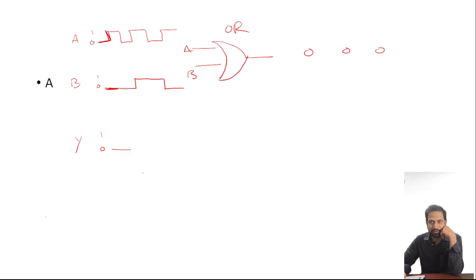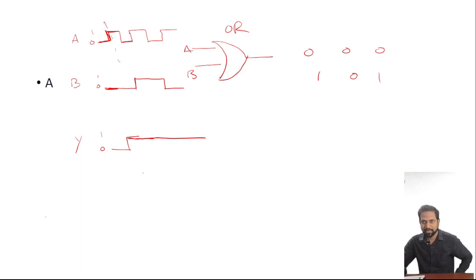Then A has gone high, but B remained low. Then the output should be high because 1, 0 gives 1. After that A became low, B is high, but the output should be high because at least one input is high. So until the last it will be high only, because after this instant at least one out of A and B is high, so the output will be high after this instant. This can be the question they can ask. I hope you got it.